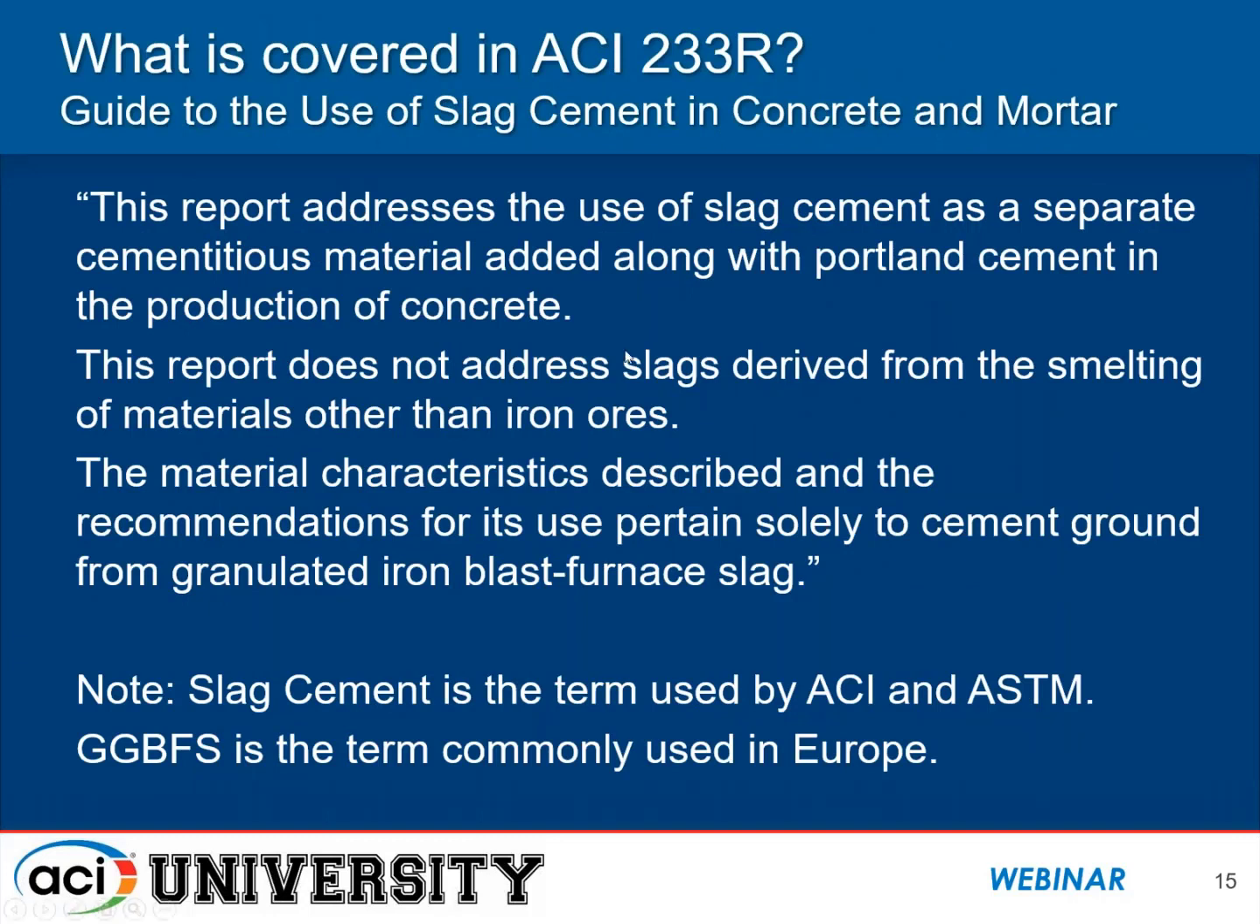So ACI has this document 233R, which is Guide to the Use of Slag Cement in Concrete and Mortar. And it addresses the use of slag cement as a separate cementitious material added at the ready mix plant or precast plant with Portland cement in the production of concrete. It doesn't deal with other types of slags, such as non-ferrous slags, and it deals with recommendations for use of this material.